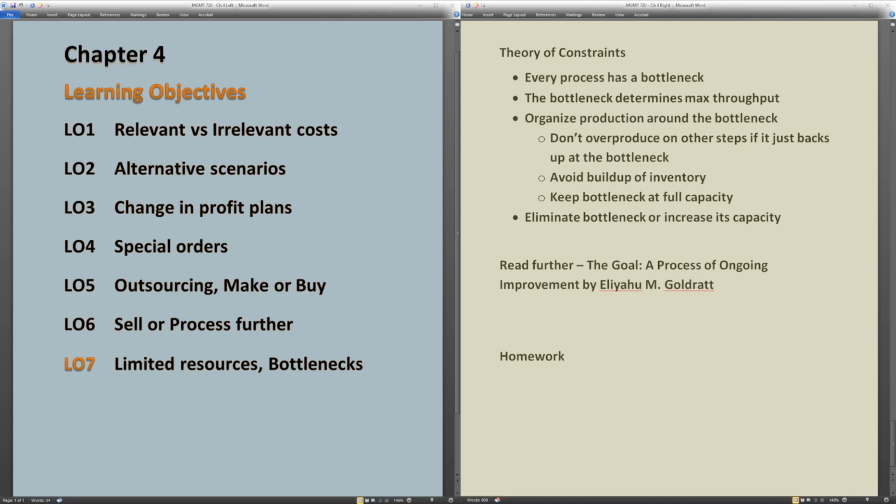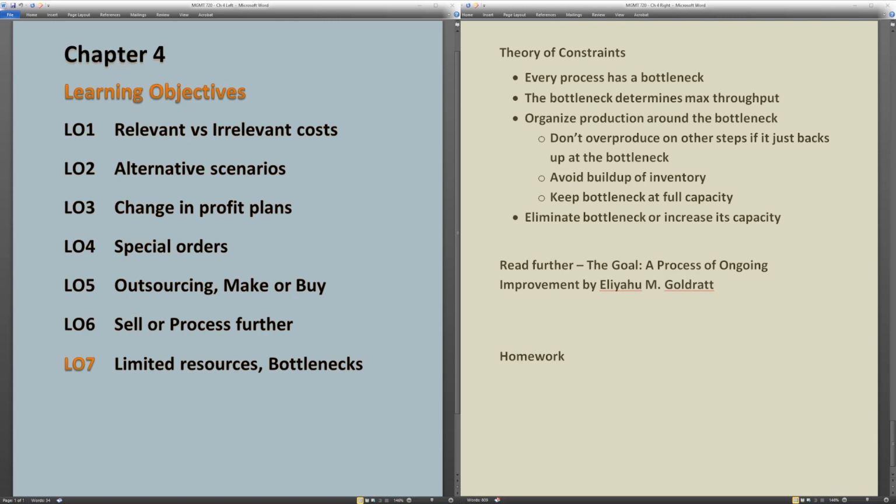One last word on learning objective number 7, bottlenecks. It comes from a theory called the theory of constraints, which was developed basically as the Japanese auto industry was taking over America back in the 70s and 80s. A bunch of industrial engineers here in the U.S. tried to figure out what was going on right and wrong, mostly wrong, with the American manufacturing scene. And one of the ideas was this theory of constraints.